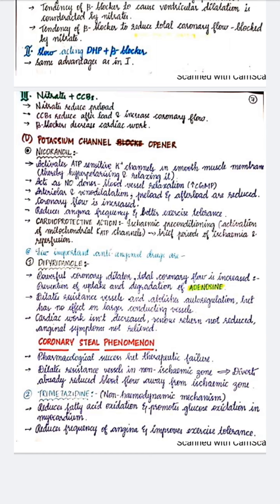Coming to the second type, that is trimetazidine. It is a non-hemodynamic mechanism. It reduces the fatty acid oxidation and promotes glucose oxidation in the myocardium. So this is having metabolic effect on the myocardium. It reduces the frequency of angina and improves the exercise tolerance.